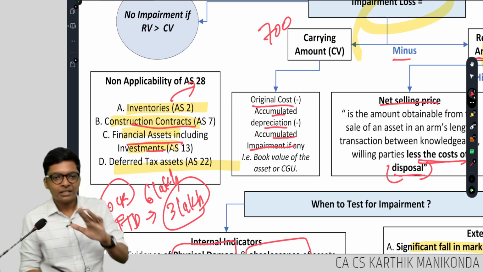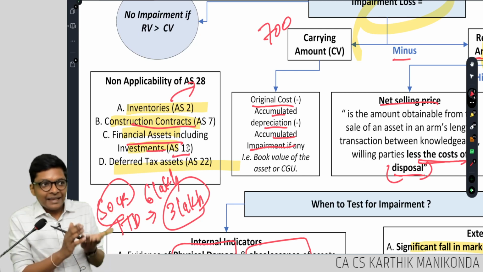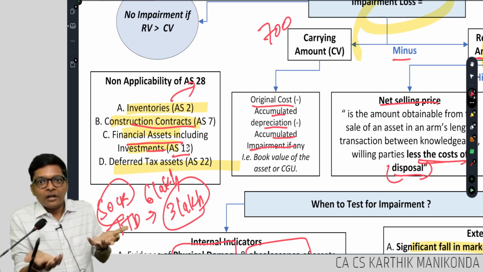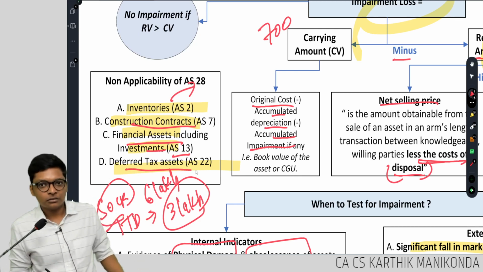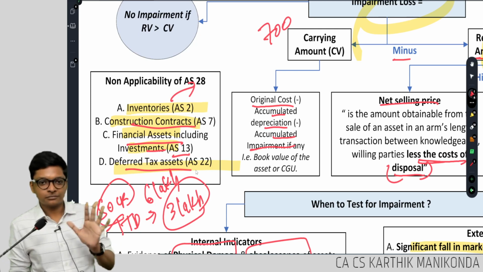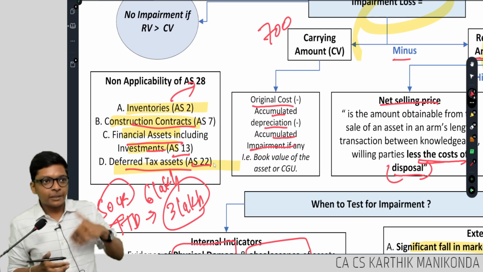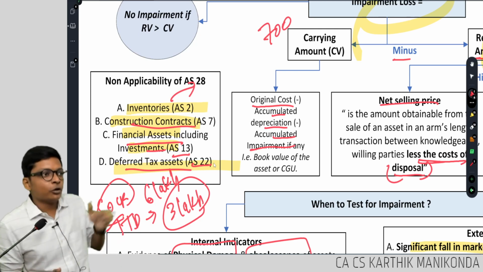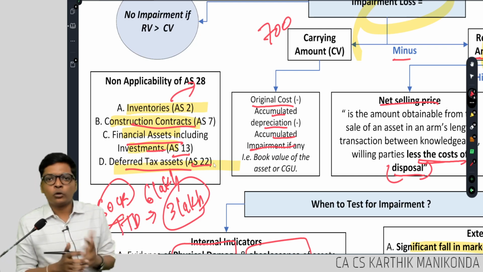Financial assets. These are shares. They have a separate concept in AS13. AS13 also talks about cost or fair value, whichever is less. Why deferred tax asset? Deferred tax asset, name only asset, it's not an asset. When you study AS22, you will know it is actually not an asset. It's a book entry. For book entry, how I will do impairment? Are you following, guys? So for these standards, no impairment.